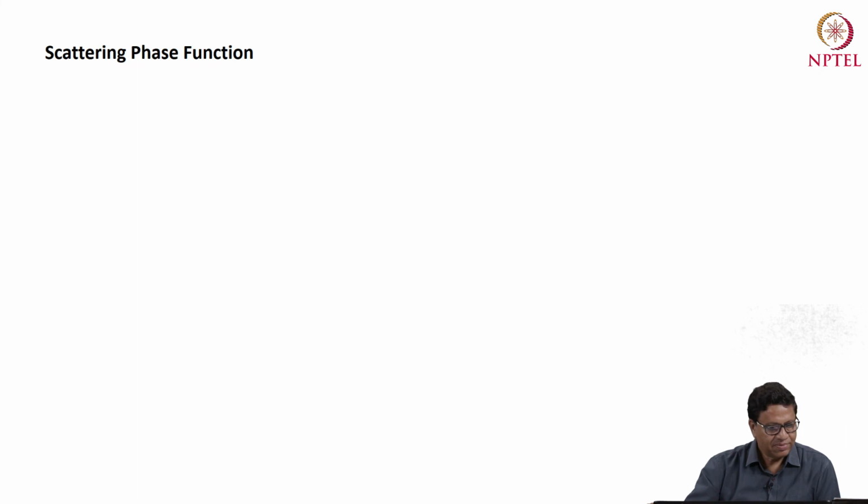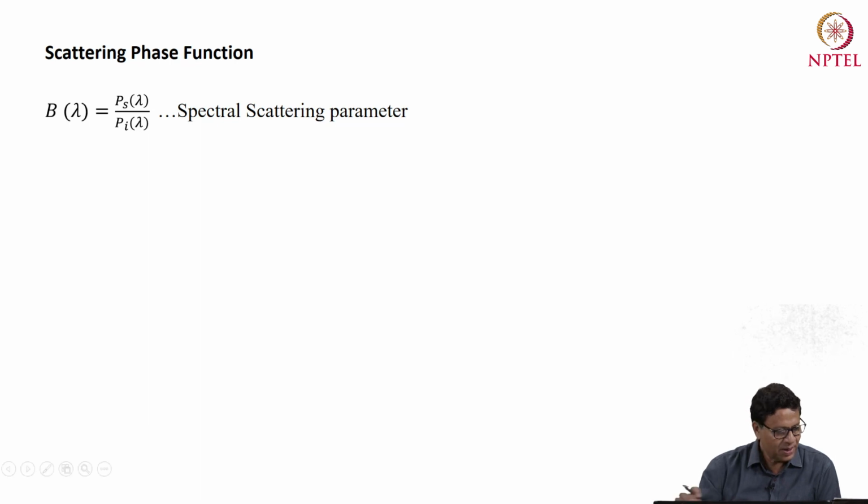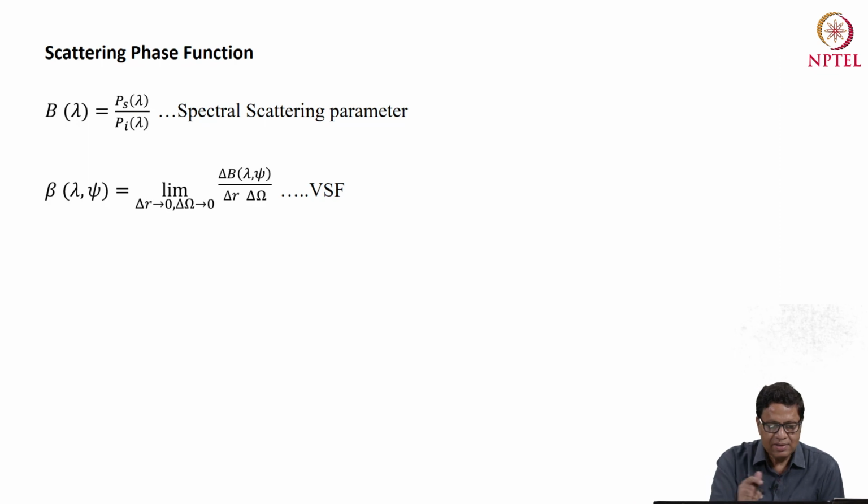So now let us define another parameter which is called the scattering phase function. Earlier we had defined one spectral scattering parameter, which was actually a ratio of scattered power divided by the incident power, which was B lambda. And now I define a function which is beta lambda psi. I'll explain what this psi is.